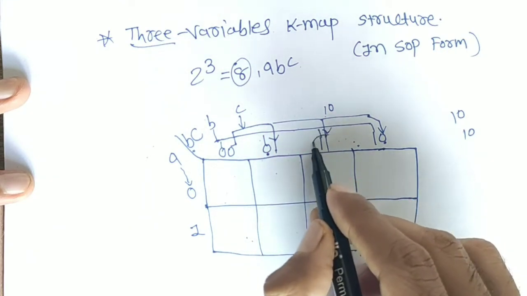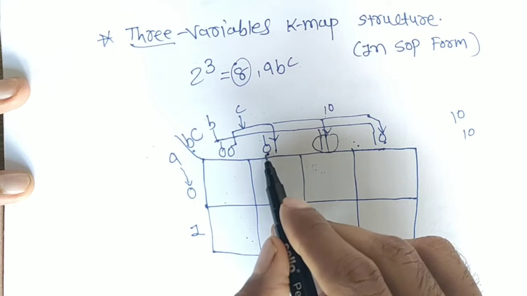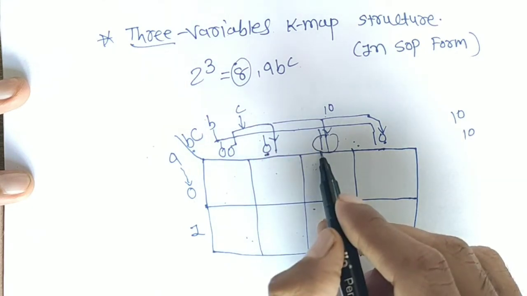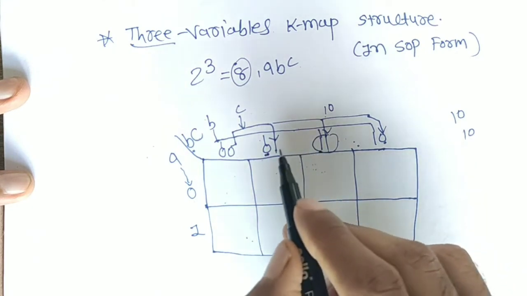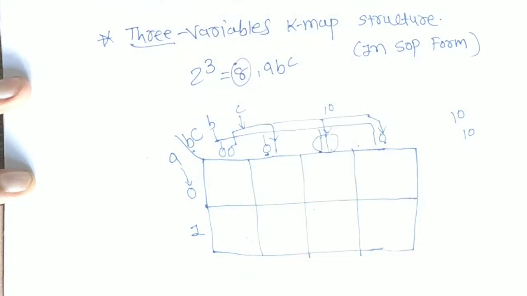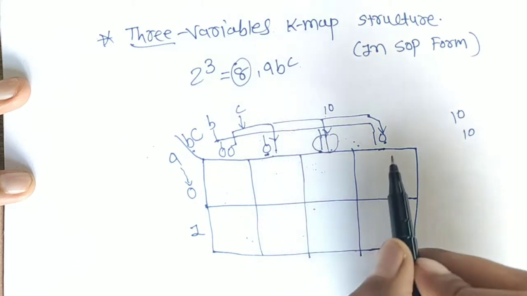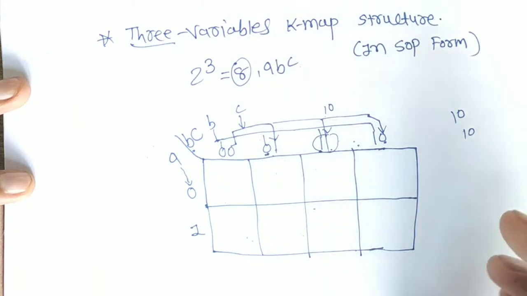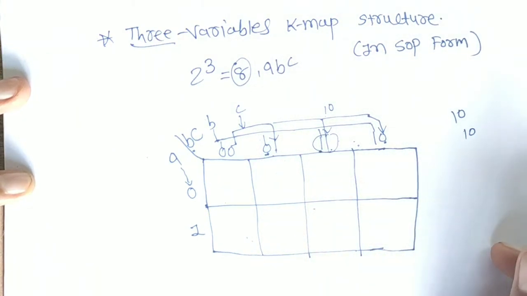Now if we have to represent the 1, 1, so B here is 0 and here B is 1. So one variable will be different, and the second variable C is 1 and here is also 1. That's why we have to write 1, 1 here, and in the last column we have to write 1, 0. Right? This is the characteristic of K-map.